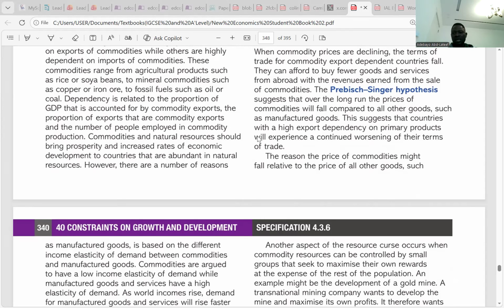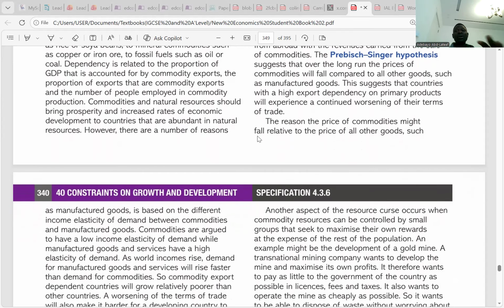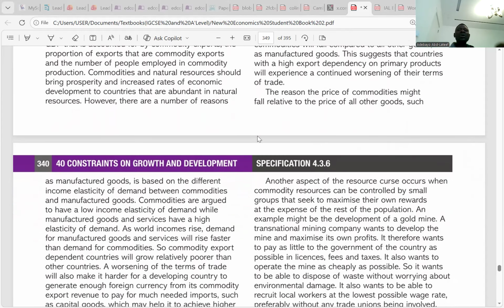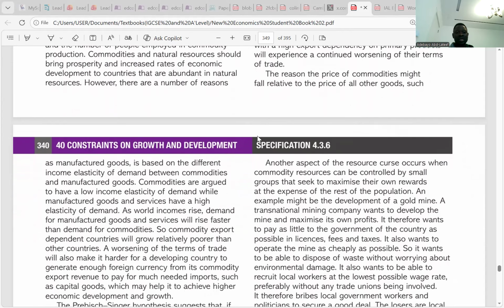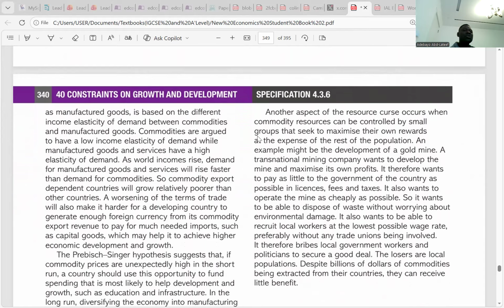The Prebisch-Singer hypothesis suggests that over the long run, the prices of commodities will fall compared to all other goods, such as manufactured goods. This suggests that countries with a high export dependency on primary products will experience a continued worsening of their terms of trade. The reason the price of commodities might fall relative to the price of other goods, such as manufactured goods, is based on the different income elasticity of demand between commodity and manufactured goods.